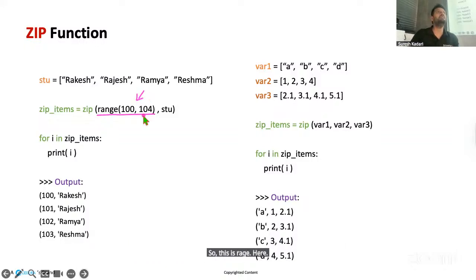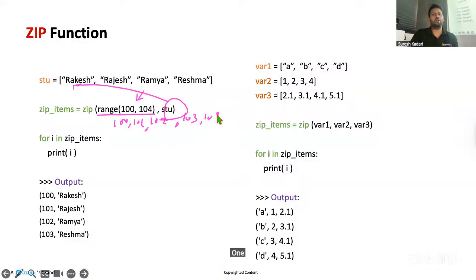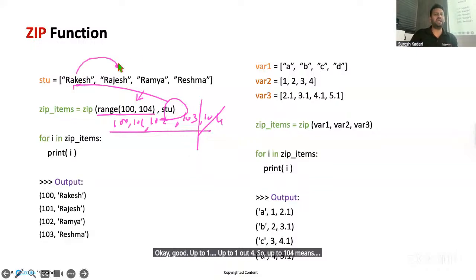Here I'm creating a sequence, and that sequence I am giving. So whatever here, 100, 101, 102, 103, 104. Up to 104 means 4. And how many do I have? 4. So you see that? Very good. That is the zip.